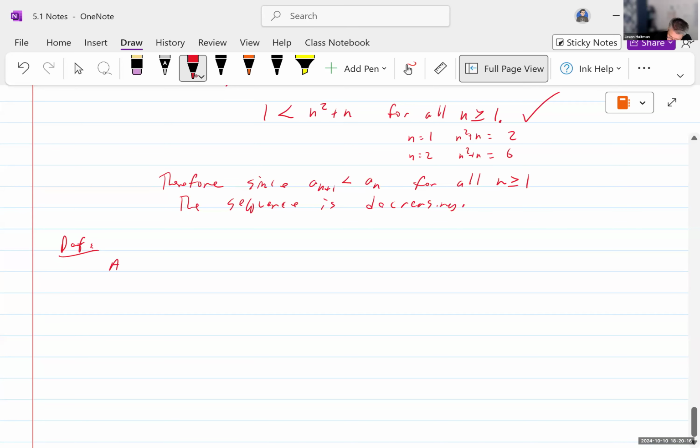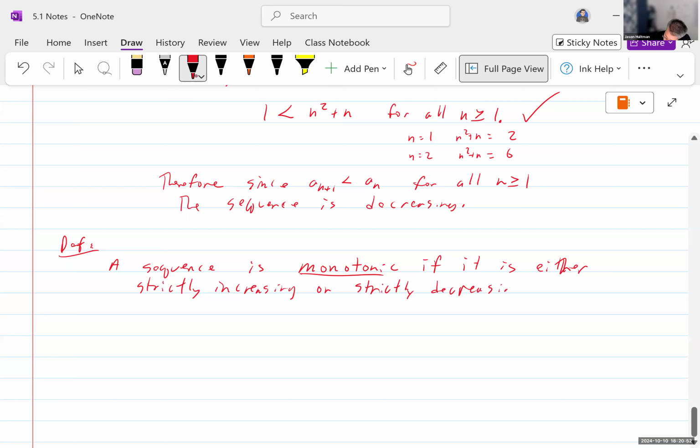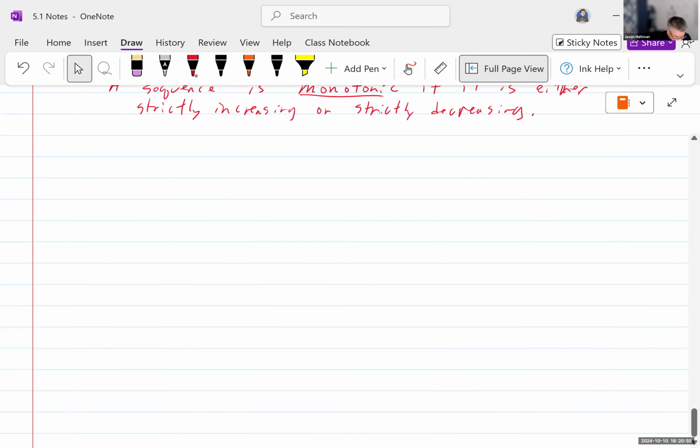Definition: a sequence is monotonic if it is either strictly increasing or strictly decreasing. Next definition.